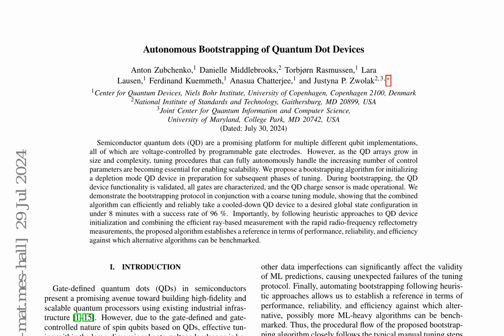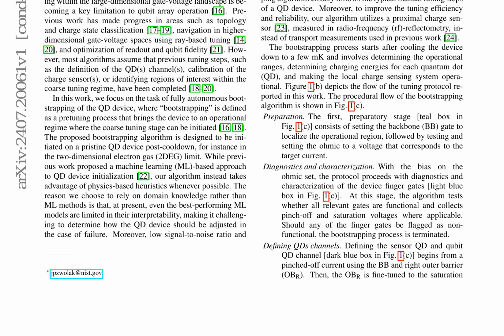The proposed bootstrapping algorithm is designed to be initiated on a pristine quantum dot device post-cool down, taking advantage of physics-based heuristics whenever possible, rather than machine learning methods. This approach allows for better interpretability and reliability, especially in cases of failure or low signal-to-noise ratio.